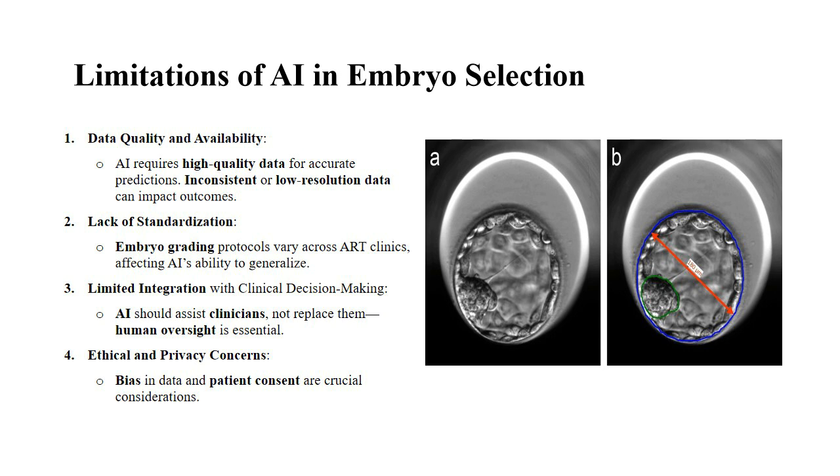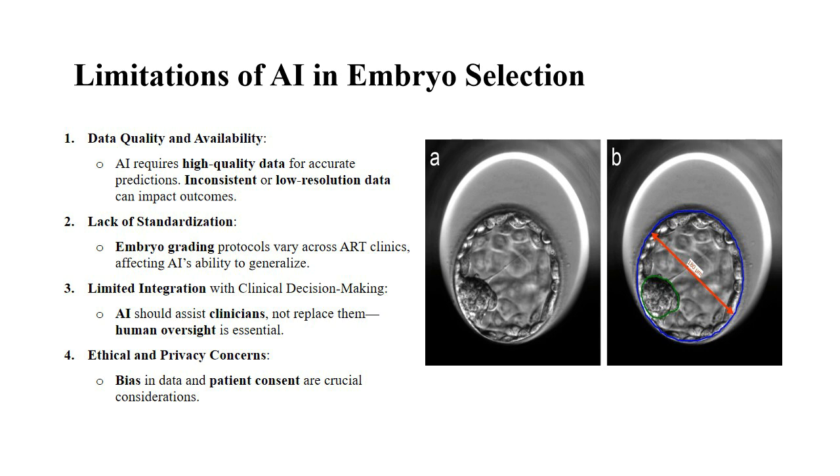However, the quality of the data used to train AI models varies across clinics, leading to discrepancies in AI tool effectiveness. Incomplete or inconsistent data can lead to inaccurate embryo viability predictions. Low-resolution images or insufficient genetic data could affect the accuracy of AI's decision-making process. B. Lack of standardization.